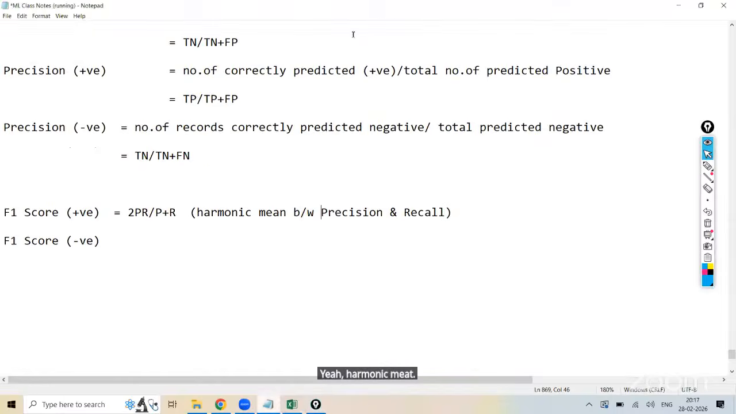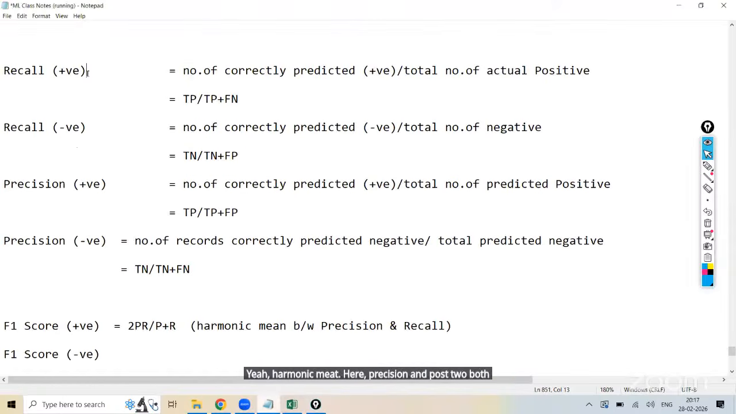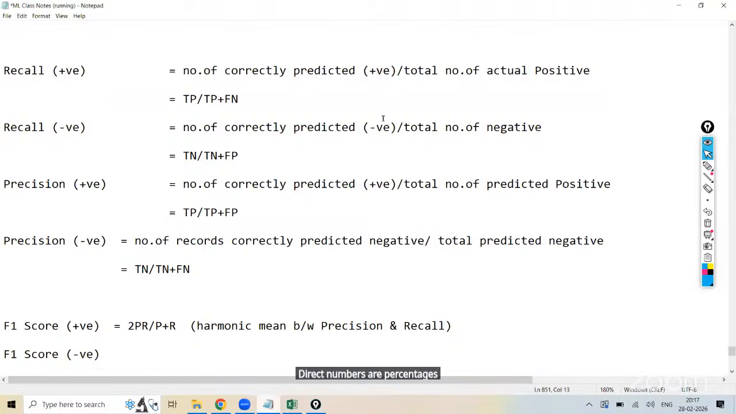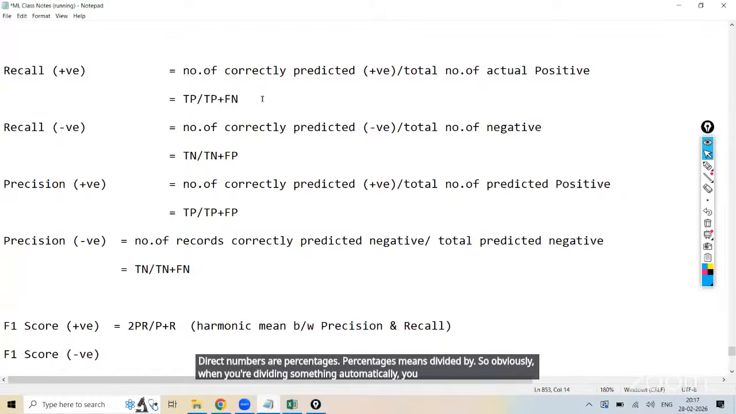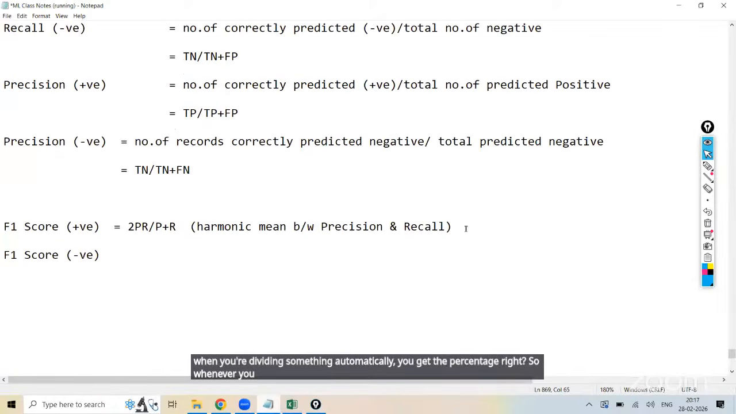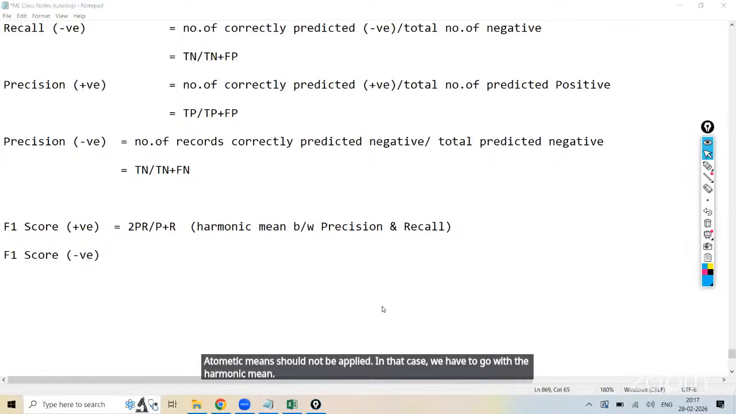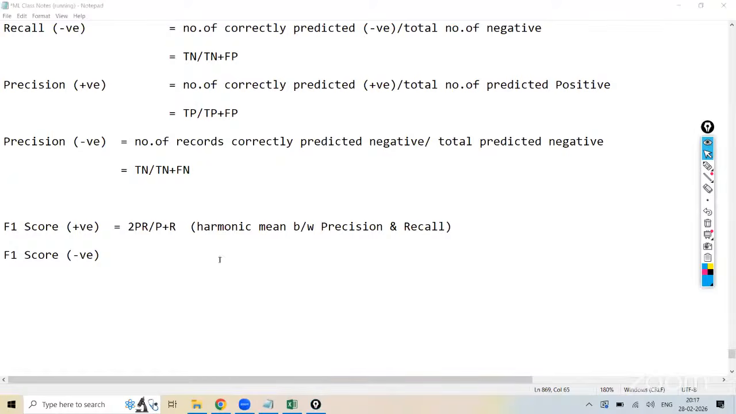Here, precision and recall, both are percentages or normal numbers? They are percentages. Percentages means divided by something. So obviously when you are dividing something, automatically you get the percentage, right? So whenever you are working with percentages, arithmetic mean should not be applied. In that case, we have to go with the harmonic mean. Is the point clear, everyone?